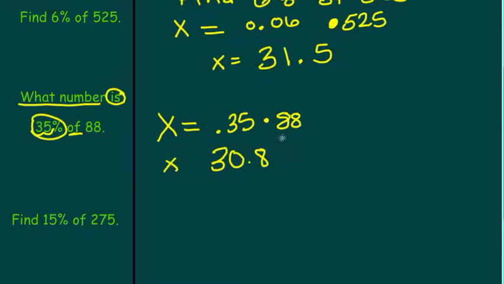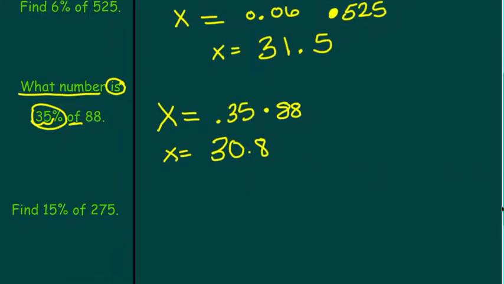Again, ask yourself if that makes sense. Well, use a nice one, 50%. 50% of 88 would be 44. Is 35% more than or less than 50? Right, less than 50. So my answer must be less than 44. And is it? Sure is.